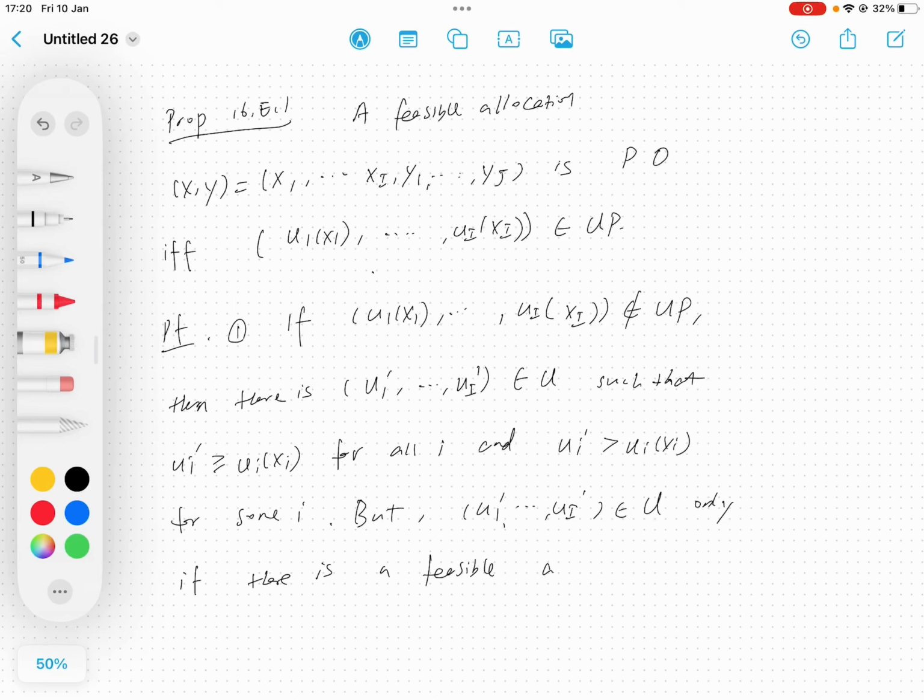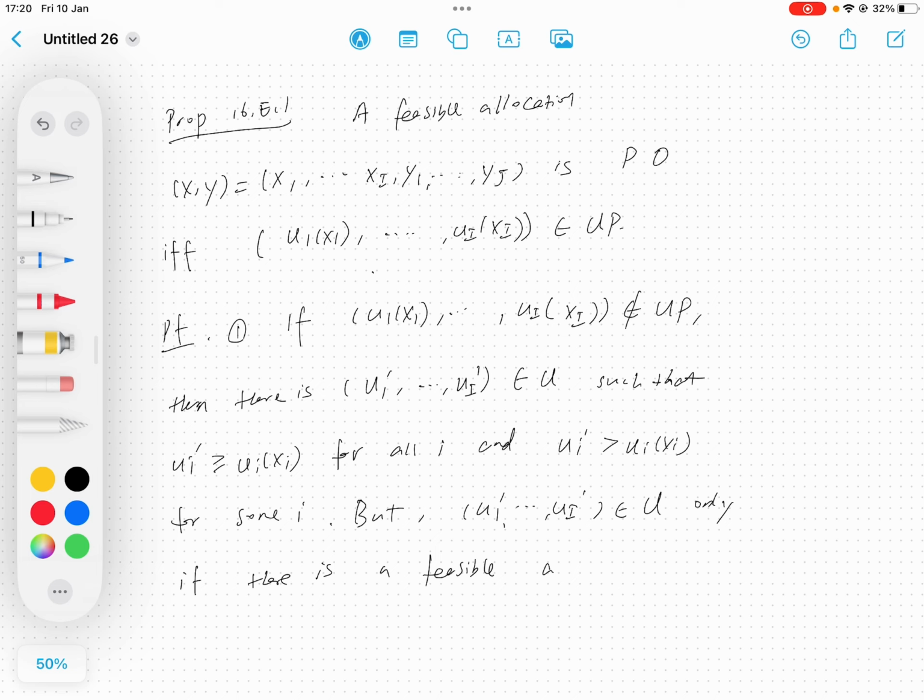Okay, let's continue our discussion on section 16.E for the Pareto optimality and its relationship with social welfare optima. Previously we defined two different sets. The first one is called the utility possibility set, capital U, and based on that, we defined the Pareto frontier UP, which is essentially a restatement of the Pareto optimum, right?